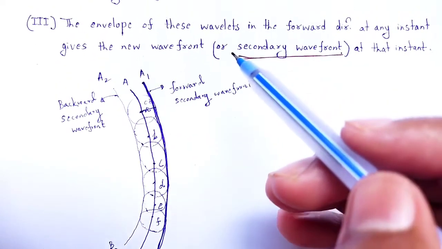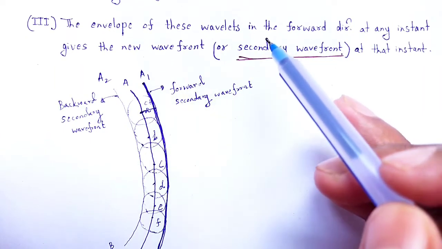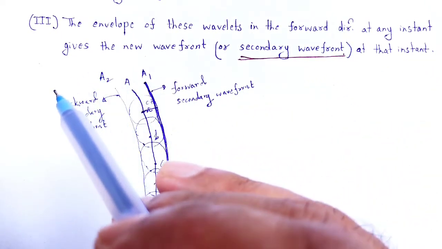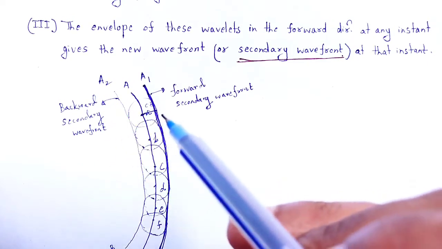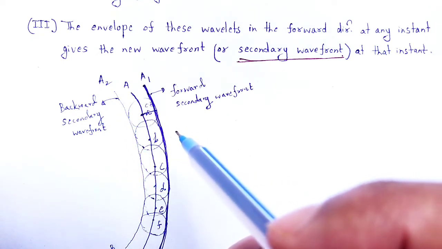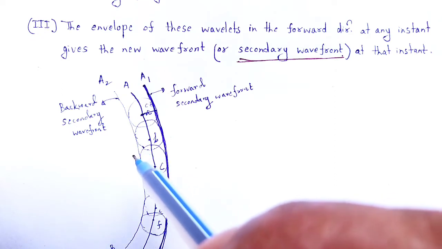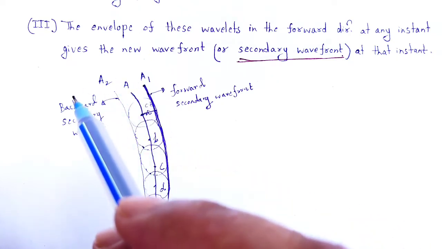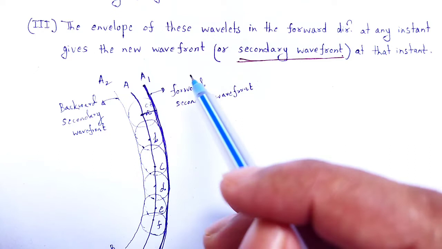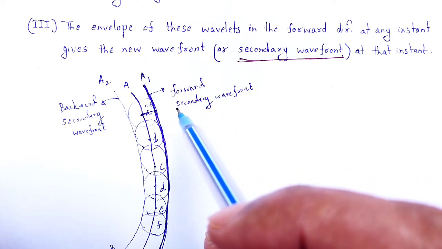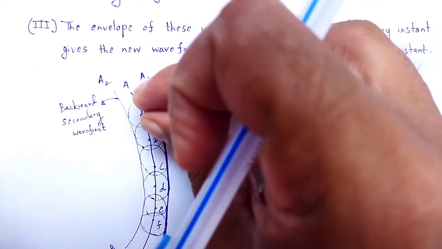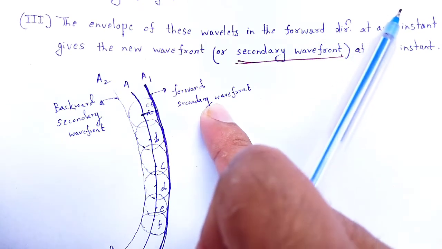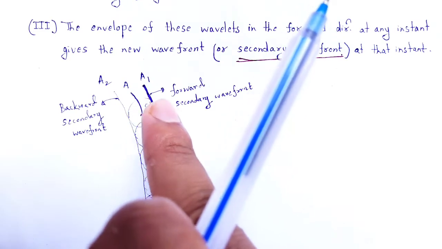Here you see Huygens' statement: the envelope of these wavelets in the forward direction at any instant gives the new wavefront, that is, the secondary wavefront at that instant. There is no mention of the backward secondary wavefront. What happens in that case? We should get not only the forward wavefront A1, B1, but also the backward wavefront A2, B2. But Huygens further postulated that the action of the secondary wavelets was confined to the points at which they touched the forward path of their envelope.